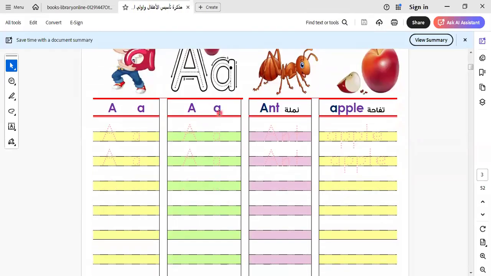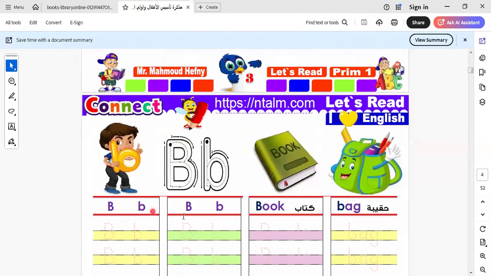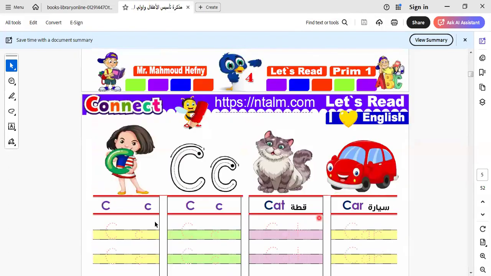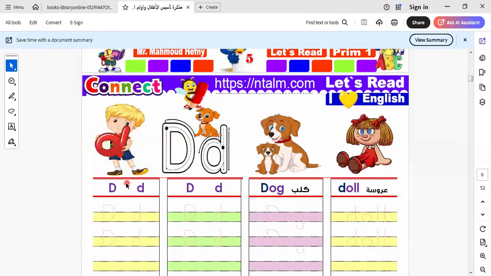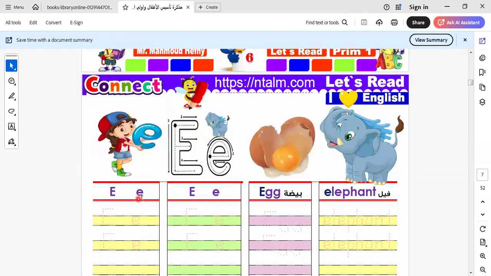Here is capital A and small a, and an apple. Here we have capital B and small b, book and bag. Capital C and small c, cat and car. Capital D and small d, dog. Capital E and small e, egg and elephant.